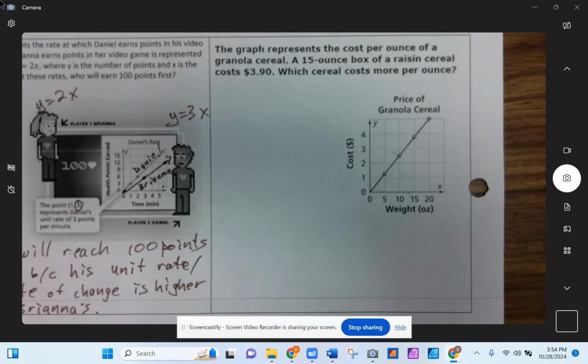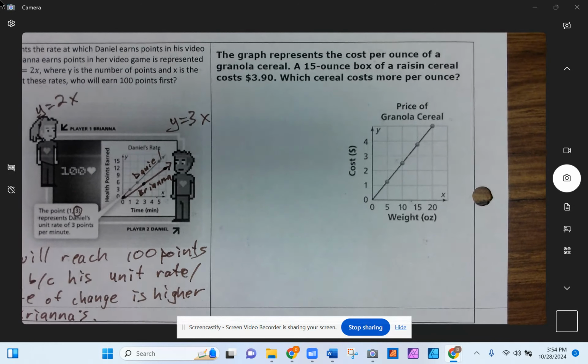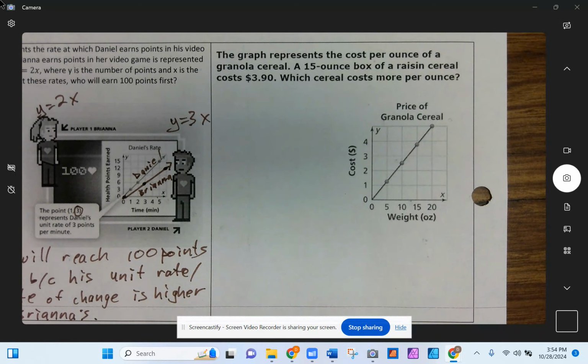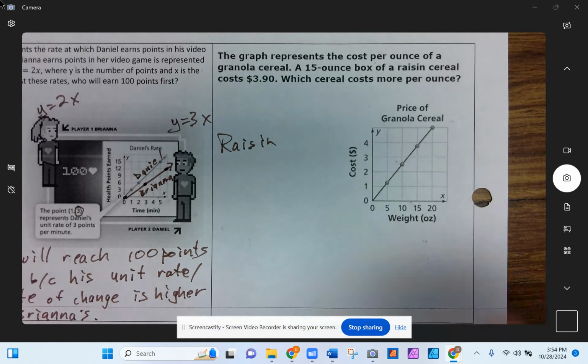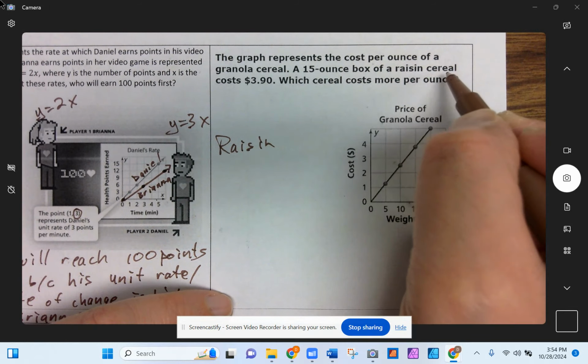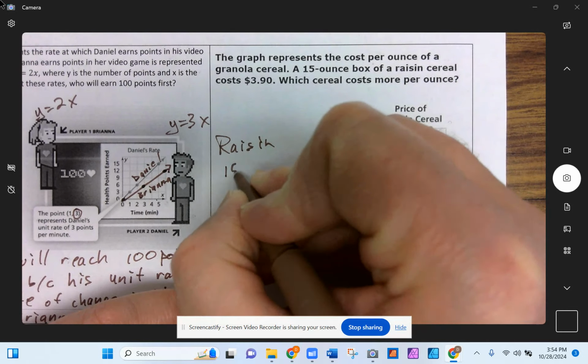The graph represents the cost per ounce of a granola cereal. A 15-ounce box of raisin cereal costs $3.90. Which cereal costs more per ounce? So let's talk about raisin cereal here. Since it's the verbal description, we'll kind of figure that out. So a 15-ounce box of raisin cereal costs $3.90.